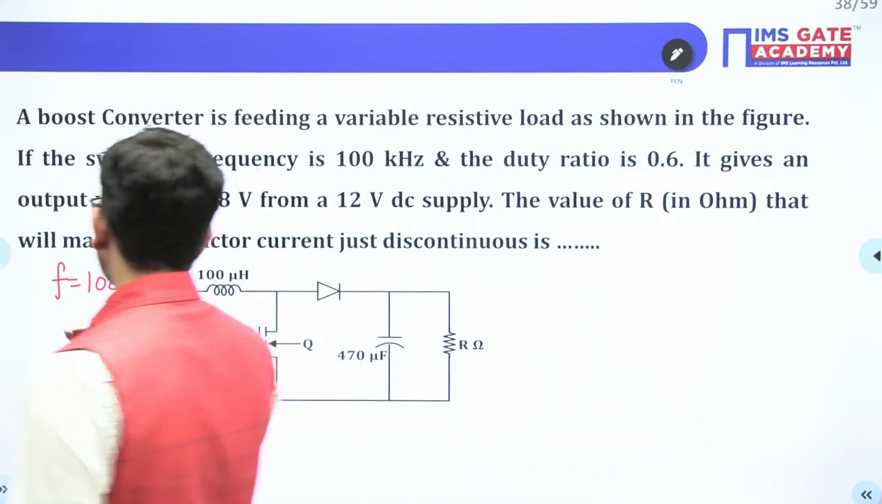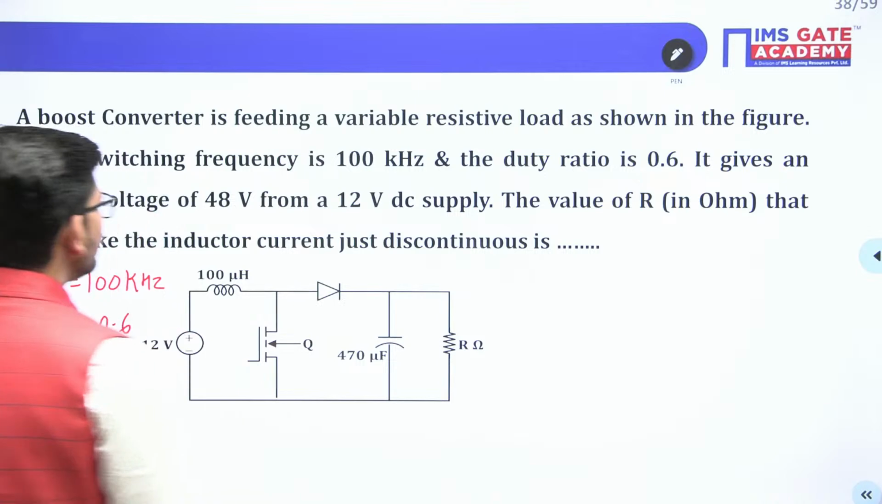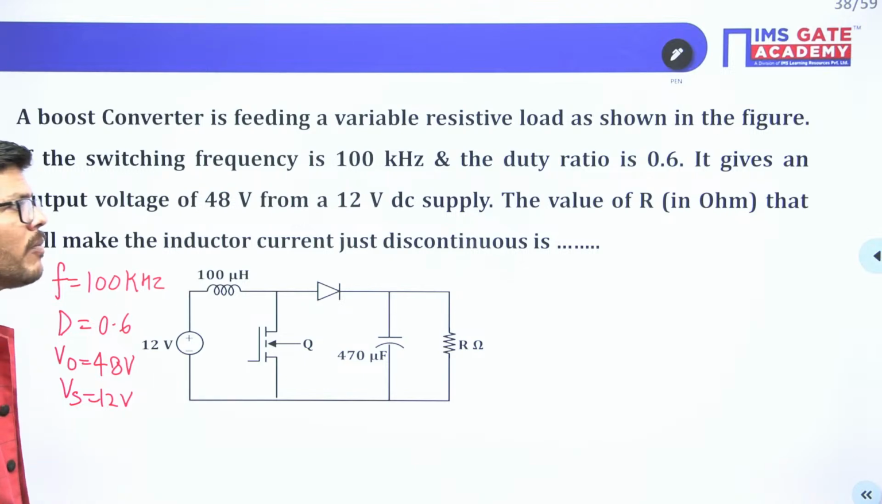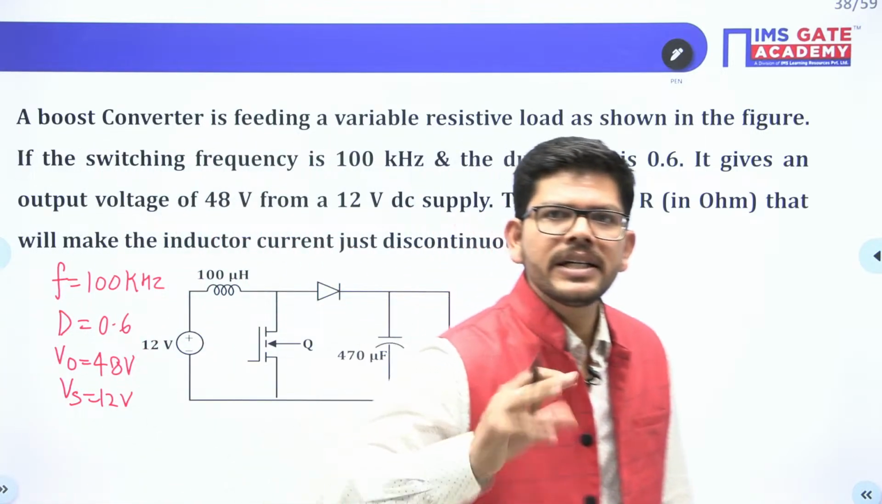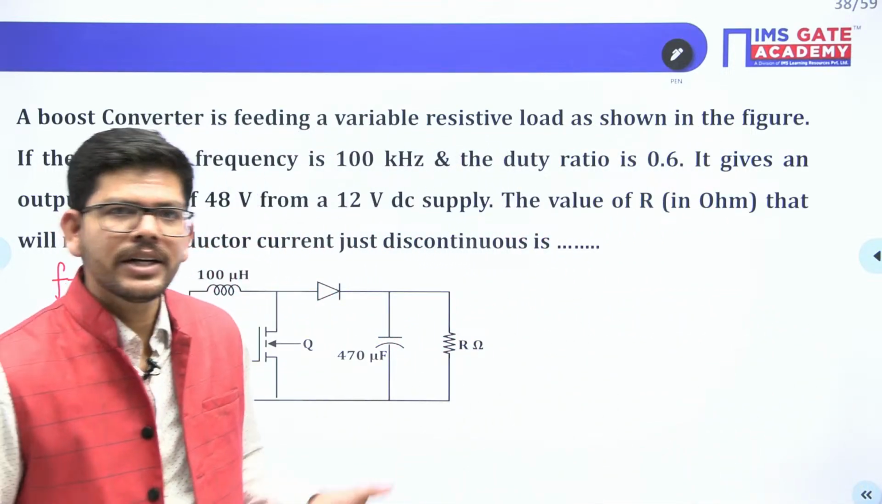And the duty ratio is 0.6. So D is given to us, it is 0.6. It gives an output voltage of 48 volt from a 12 volt supply. Output voltage is 48 volt, Vs is 12 volt. The value of R in ohm that will make the inductor current just discontinuous, means we are operating at the boundary of continuous and discontinuous conduction.